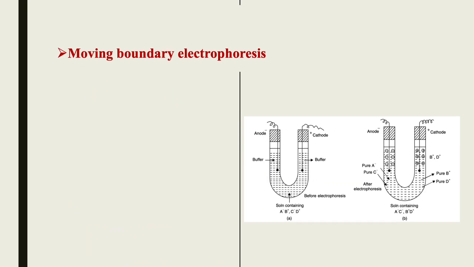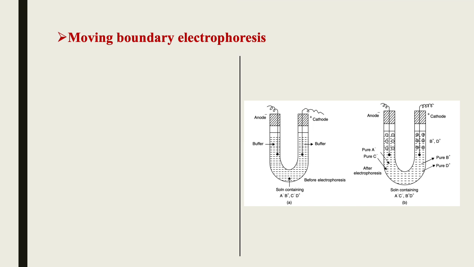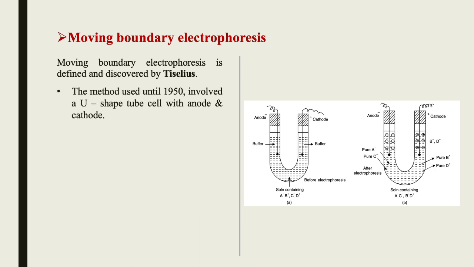So let's focus on moving boundary electrophoresis. What is meant by moving boundary electrophoresis? On the right hand side you can see a figure about moving boundary electrophoresis. This technique was defined and discovered by Tiselius. This method, used until 1950, involved a U-shaped tube cell with an anode and a cathode.